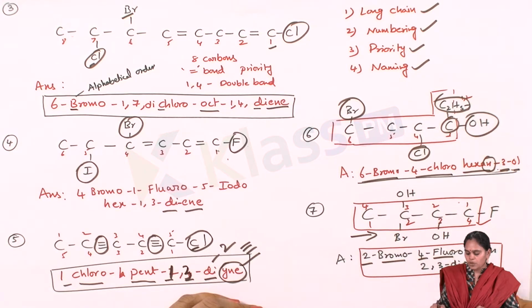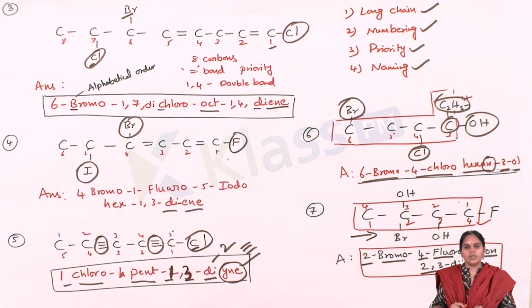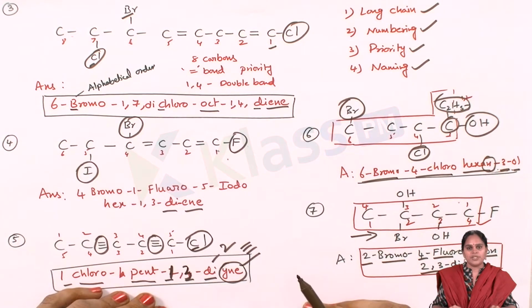4-fluoro, butan. 4 carbons are there, so you have to call it butan. And wherever the OHs are present, mention the numbering, 2 and 3 positions. Diol: 2 ols are there, that is, 2 OHs are added here. So diol. Hope you understand how to give nomenclature for any carbon chain.